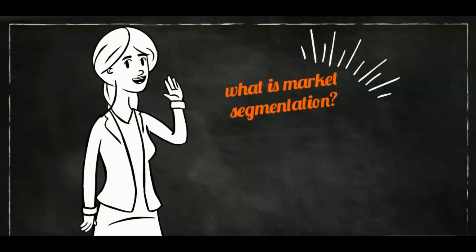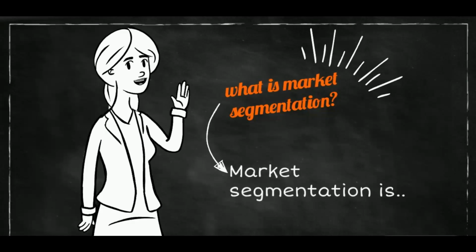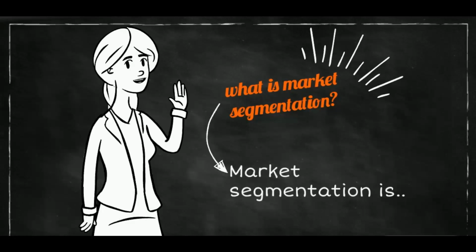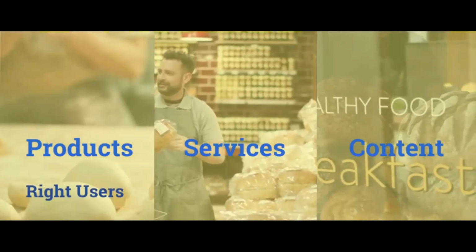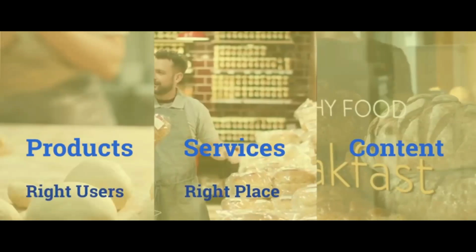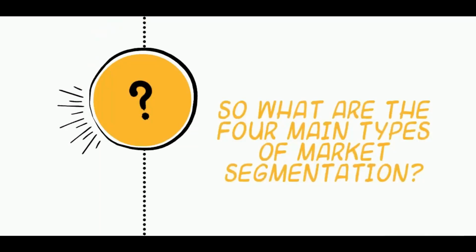First of all, what is market segmentation? Market segmentation is essentially the process of dividing and grouping your users based on commonalities and shared characteristics such as interests, needs, wants, and motivations. The aim of market segmentation is to enable brands to better target their product, service, or content, making sure they reach the right users in the right place and at the right time. So, what are the four main types of market segmentation?